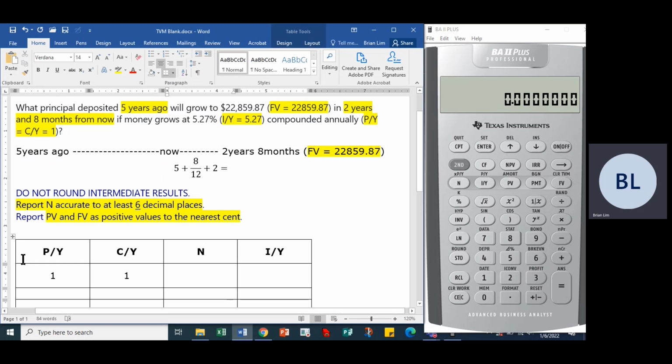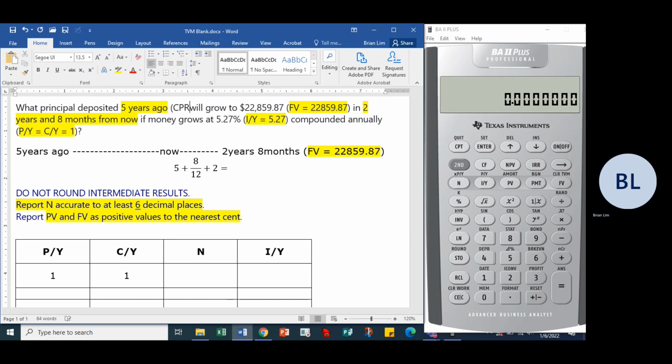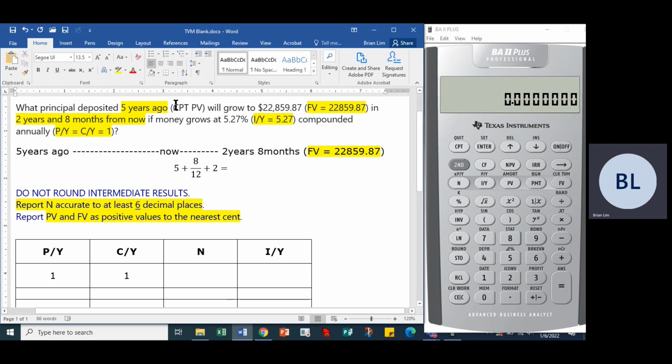Now when we come to N, we must be careful. What principal deposited 5 years ago? So what we are trying to compute is the present value. That is what we're trying to compute. It was deposited 5 years ago, will grow to $22,859.87 in 2 years and 8 months from now.